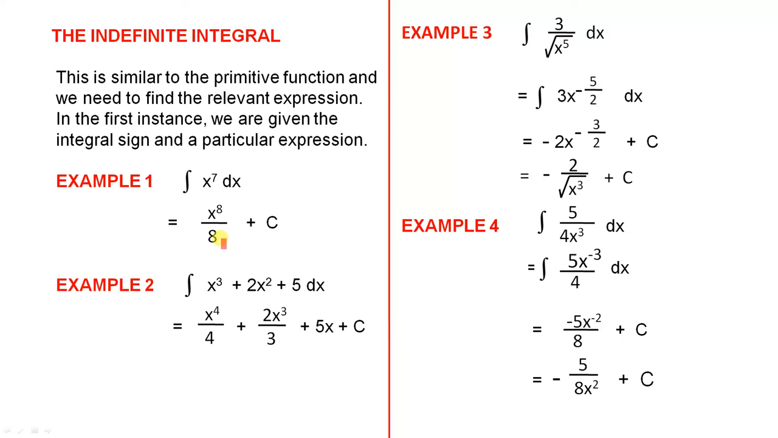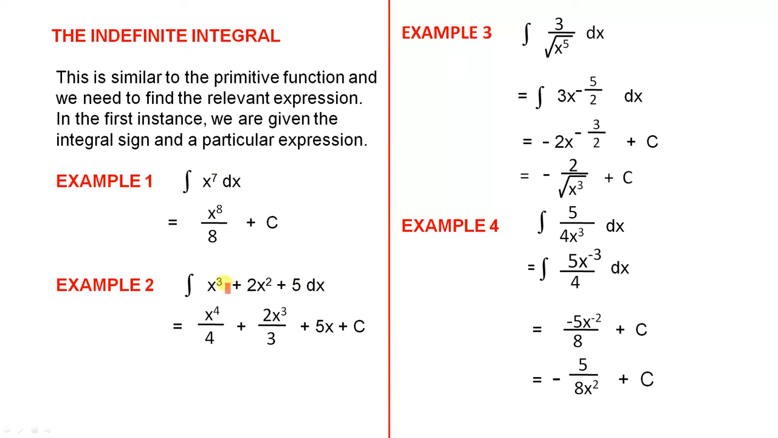Because when you differentiate that part there, that gives you 8x to the power of 7 over 8. That gives you x to the 7th, plus 0. So you get back to that expression there.